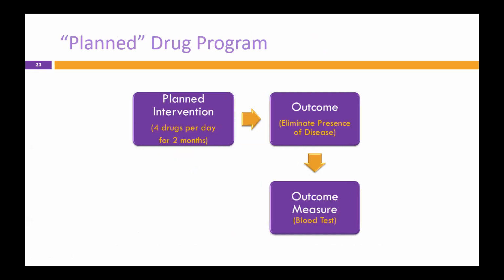Okay, so let's go through a couple of examples. Let's say there's a disease that exists, and our outcome is that we want to eliminate the presence of the disease. We don't want anyone to have the disease. The good thing is, how we can operationalize whether someone has a disease or not is just a blood test. Super easy. So we don't have any issues there. Several medical researchers and doctors spent a year or two, and they came up with this cocktail of drugs that they're going to prescribe. You have to take four drugs every day for 2 months. So people have the disease, they get this prescription, and they go away.